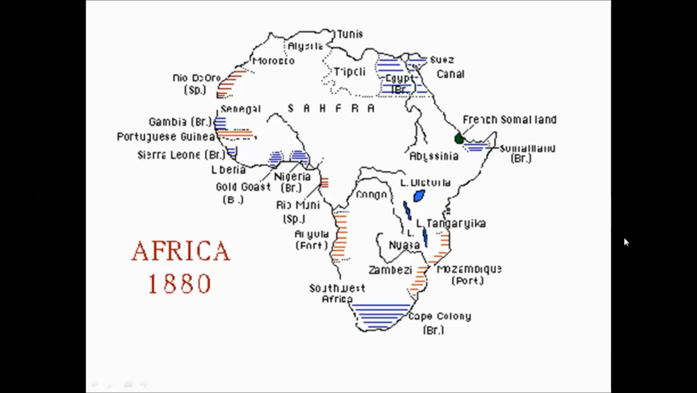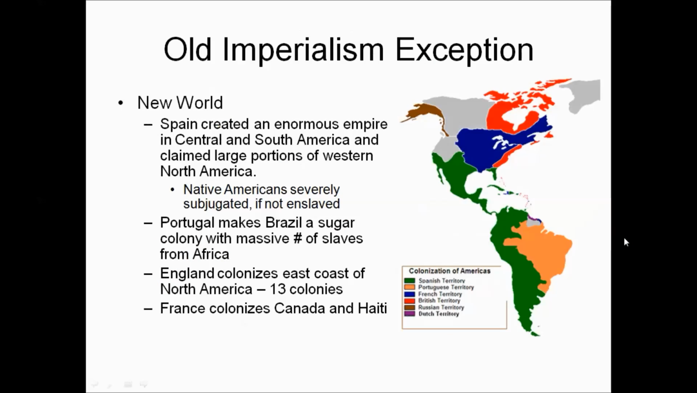Old imperialism does have an exception, and it's a pretty big exception, but it's in relationship to the New World. So the New World is really much more like new imperialism than old imperialism. The New World is where Spain is going to create an enormous empire that spans Central and South America, and they're going to claim large portions of the western part of North America. Native Americans are going to be severely subjugated and sometimes even enslaved.